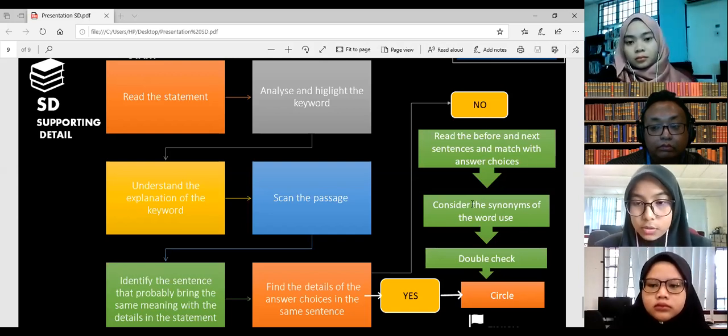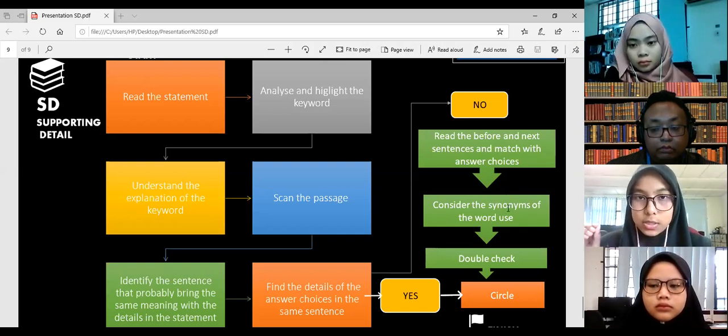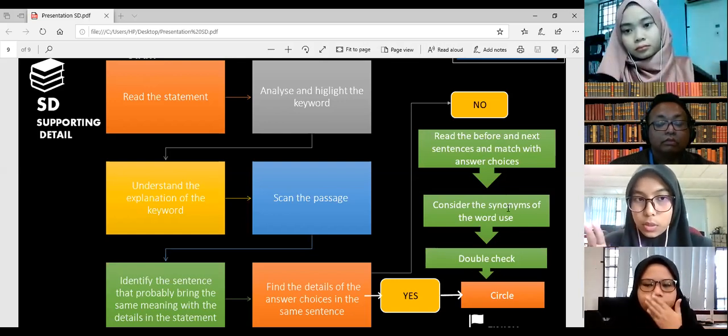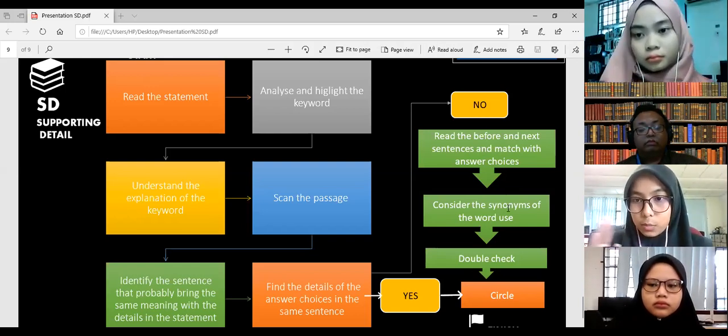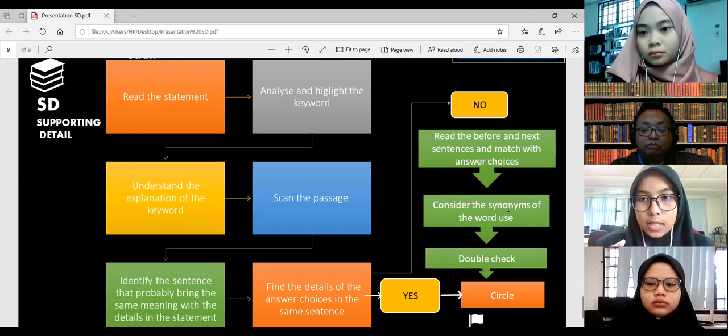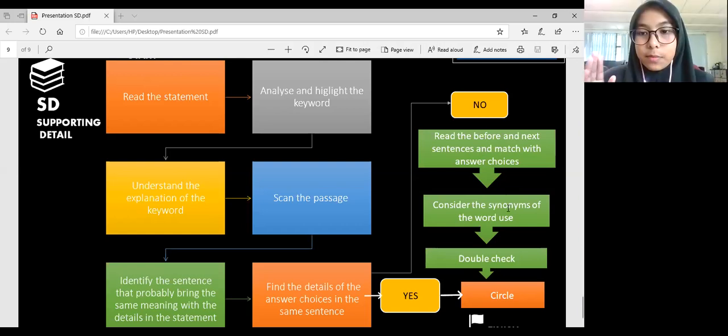And also, you need to consider the synonyms of the words used in the answer choices, because in order to match with the sentence from the passage, we need to consider the synonym words, because they're not always the same statement or phrases in the passage and the answer choices. So to ensure everybody has a further understanding, I will show you guys the demo. So let me show you the question.